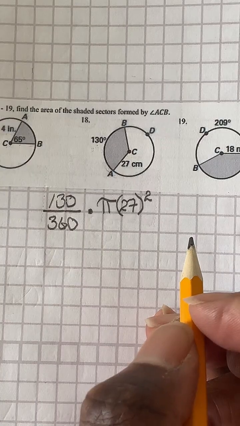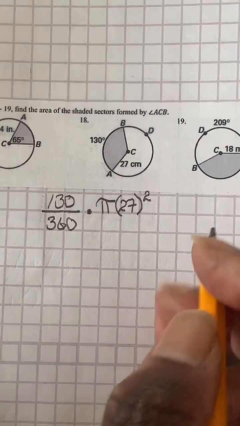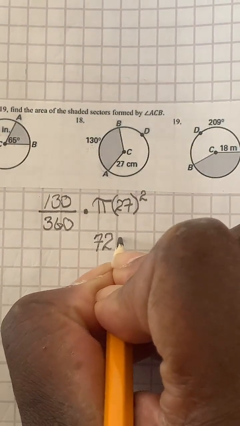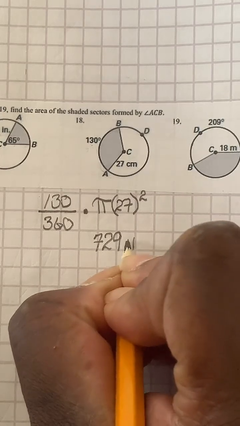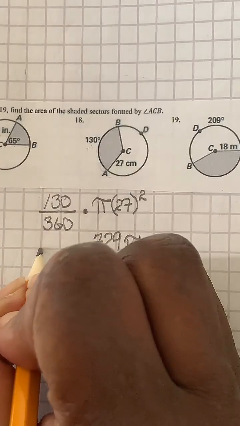What did we get for 27 squared? I think we got that. Thank you. Here we go with the 729 pi.